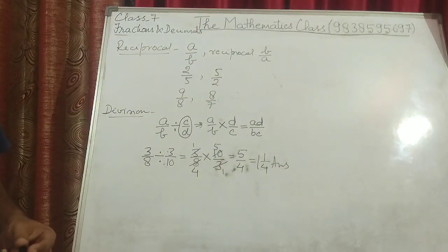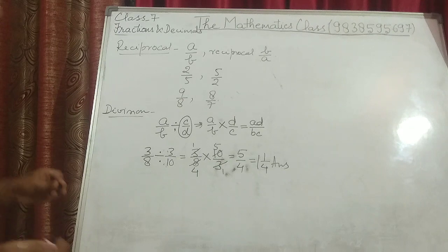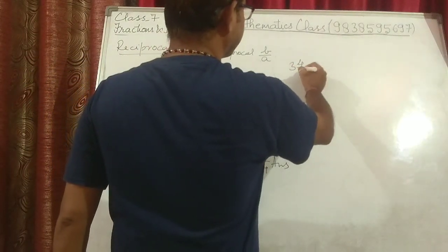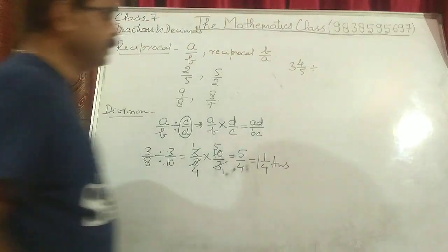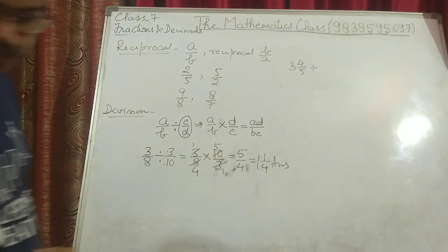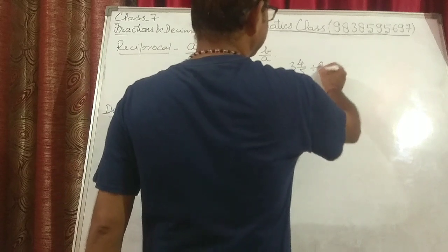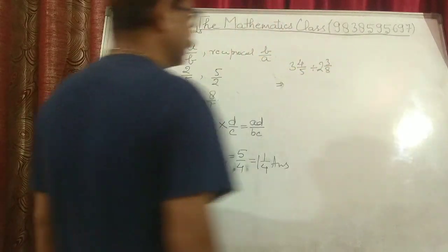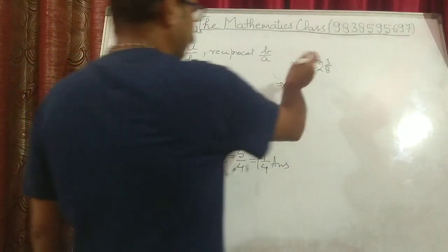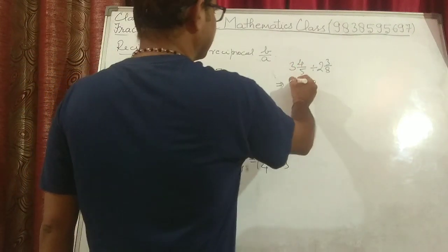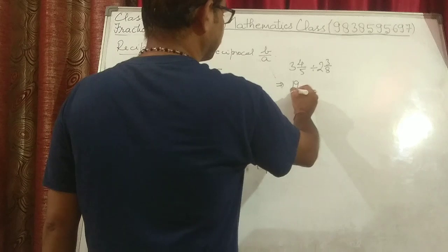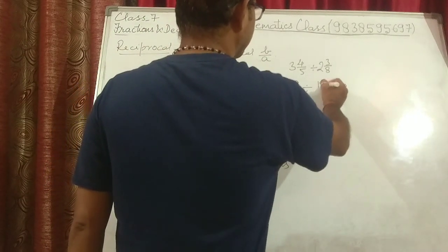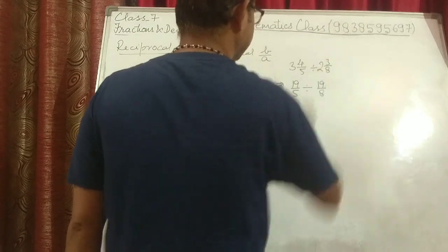Let's take one more question. Let's take 3 whole 4 upon 5 divided by 2 whole 3 upon 8. Now first of all convert them into improper fractions. 5 3s are 15 and 4, this will be 19 upon 5 divided by 16 and 3, 19 upon 8.